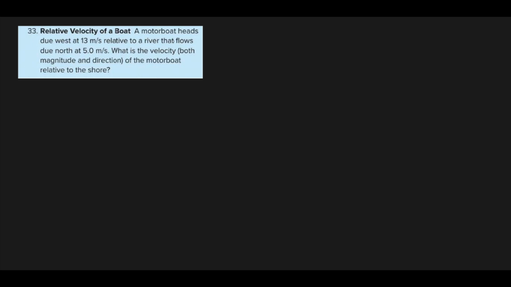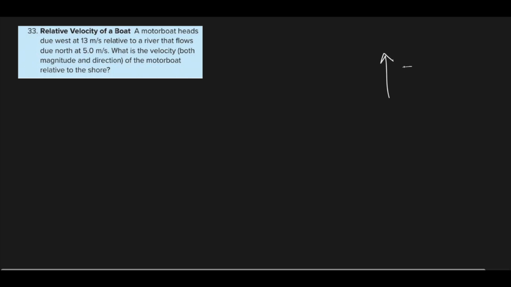It says a motorboat heads due west at 30 meters per second relative to a river that flows due north at 5 meters per second. What is the velocity, with both magnitude and direction, of the motorboat relative to the shore? So let's try to draw it. We have a river that flows due north at 5 meters per second, and you have a motorboat, which is quick, so it goes at 13 meters per second.